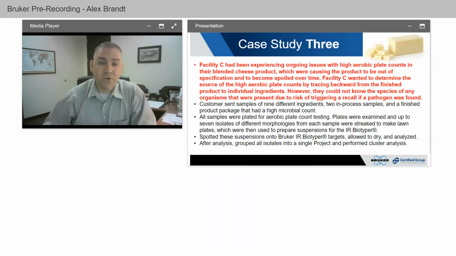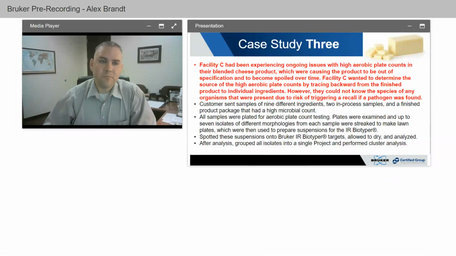So Facility C wanted to determine the source of these high aerobic plate counts by tracing backward from the finished product to individual ingredients. They didn't want to know the species of the organisms that were present, though. So they did not have this product on hold, and it was at high risk of triggering a recall if we found a pathogen. So the Bruker IR Biotyper, with its lack of speciation, was an ideal situation for them to be able to track whether this spoilage organism was coming from a particular raw material and then going through the process.